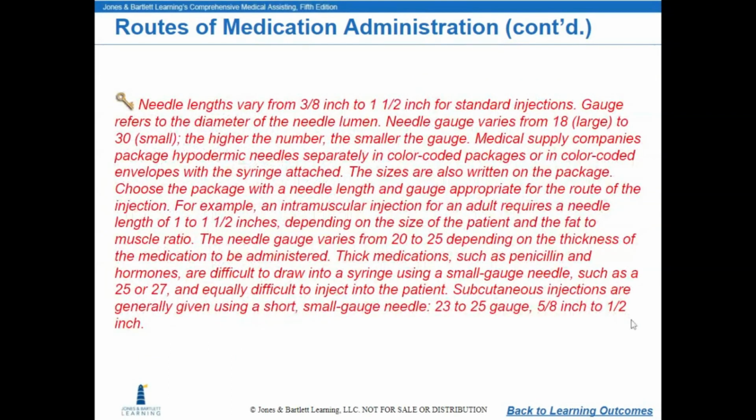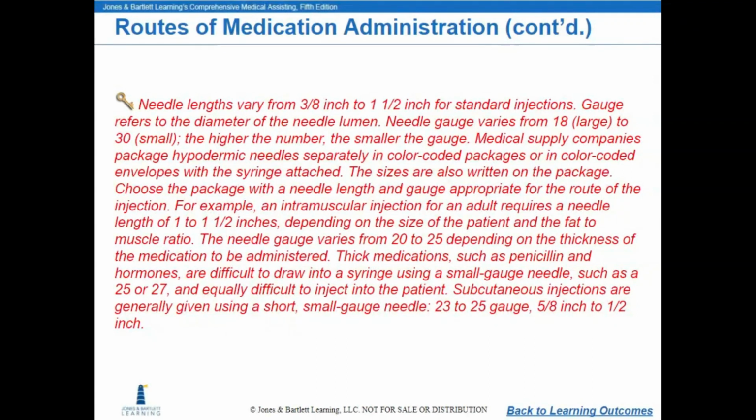All right, so I'm not going to read this word for word, but you guys can take a screenshot of this because you do need to know your needle sizes, the gauge size, as well as the length for each injection, okay? So for an example, intramuscular injection. The length for intramuscular injection can range from 1 to 1.5 inches, depending on the size of the patient and the fat to muscle ratio. And the needle gauge can vary from 20 to 25.